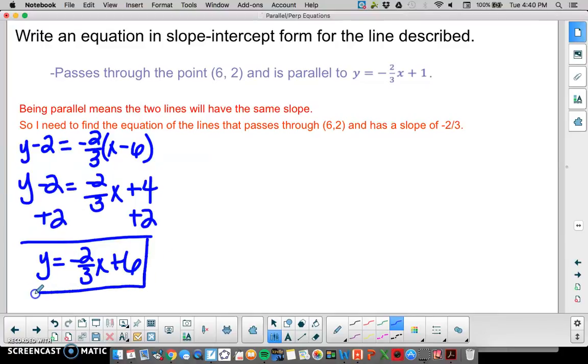And this is going to be the equation that passes through the point 6, 2 and is parallel to y equals negative 2/3 x plus 1. Notice y equals negative 2/3 x plus 1 has the same slope as the line we found.